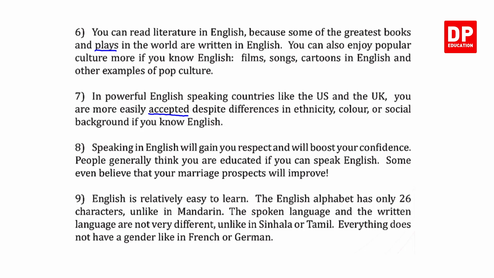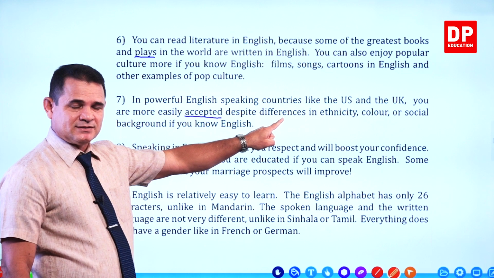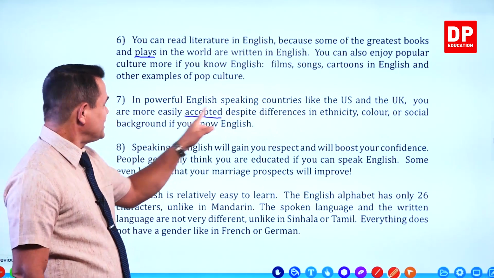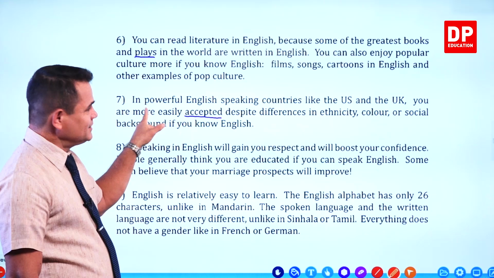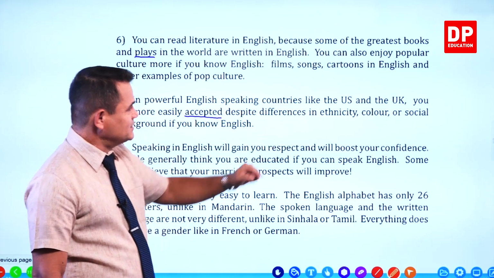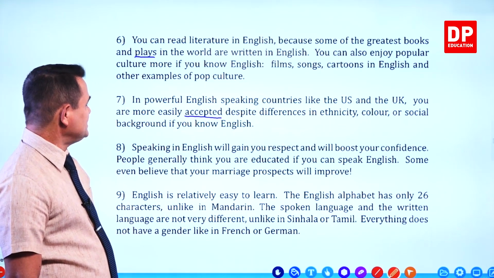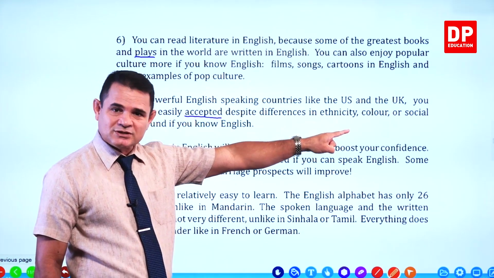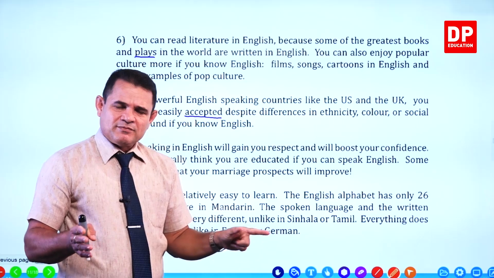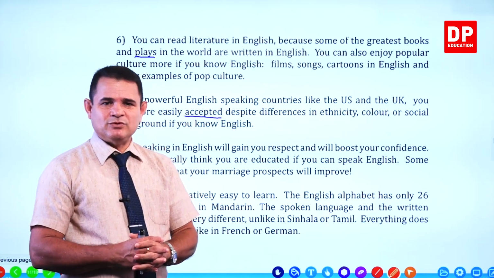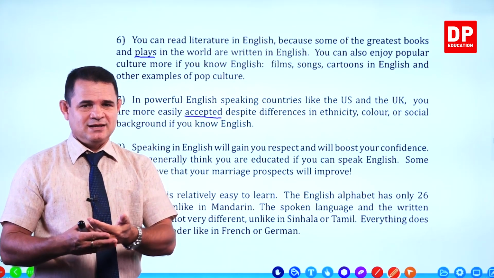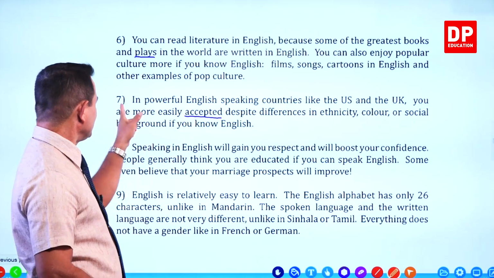The next one. Now, in powerful English speaking countries, the earlier one talked about Germany and France. And we can take number 7 for that. Countries like the US, the UK, you are more easily accepted despite differences in ethnicity, color, social background. If you can speak in English, they accept you. So then we can take number 7 for that.